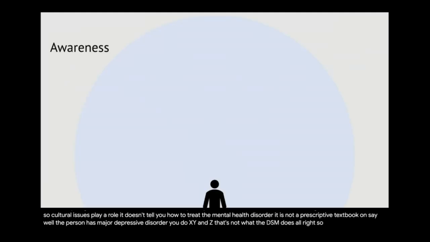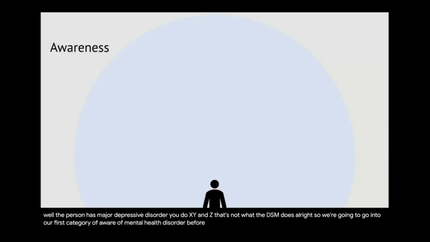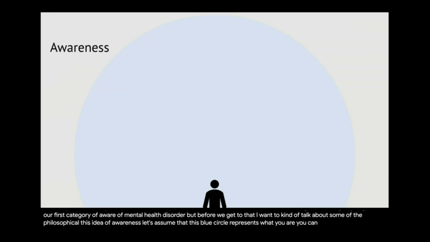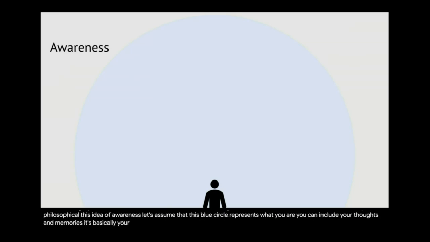All right, so we're going to go into our first category of mental health disorders. But before we get to that, I want to talk about, somewhat philosophically, this idea of awareness. Let's assume that this blue circle represents what you are aware of. It's your entire world around you, and it can include your thoughts and memories. It's basically your entire awareness.